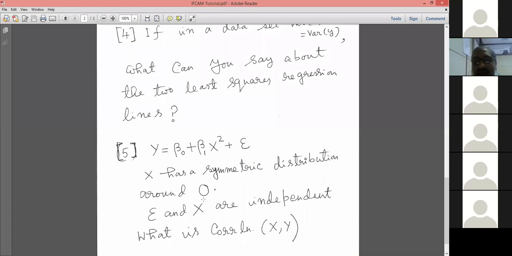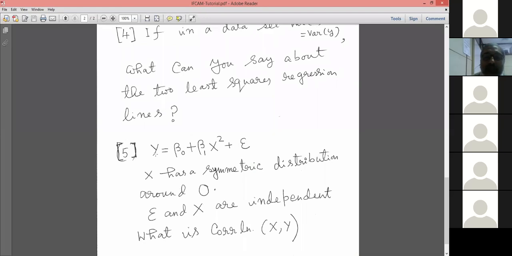Sir, we can say expectation of X equals 0 by symmetry. Yes, very good. Sir, in the covariance term, we will only get expectation of X times Y, and then we can write Y as beta naught plus beta 1 X squared plus epsilon. Yes, right. Essentially, if you calculate expectation of XY, you will get expectation of beta naught times X, plus beta 1 times X squared times X, so that will be beta 1 X cube, and then expectation of epsilon times X. Epsilon and X are independent, so that is going to be expectation of epsilon times expectation of X, so that will be 0.